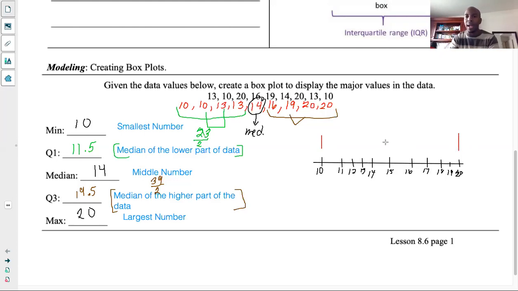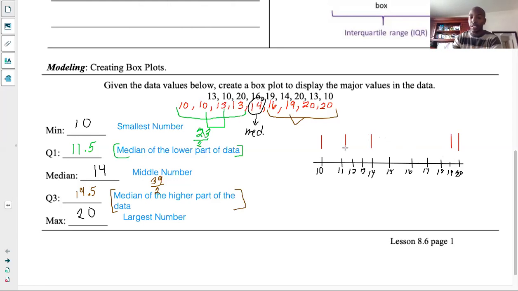And matter of fact, while I'm at it, let me draw another line. I'm going to draw lines for each one of my 5 data values. I'm going to draw a line for the median, which is 14. I'm going to draw a line for quartile 3, which is 19.5. Right? Like right there. And I'm going to draw a line for quartile 1, which is 11.5, which is right here. Okay, so now you have 5 lines.